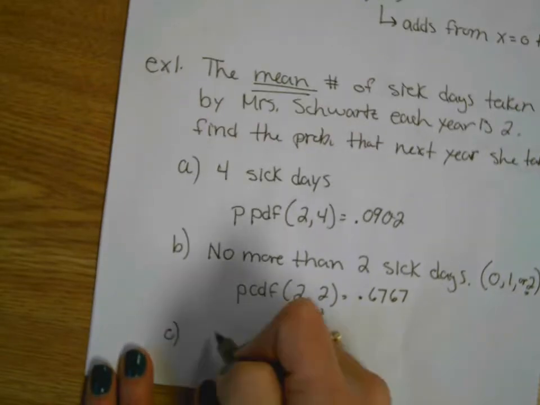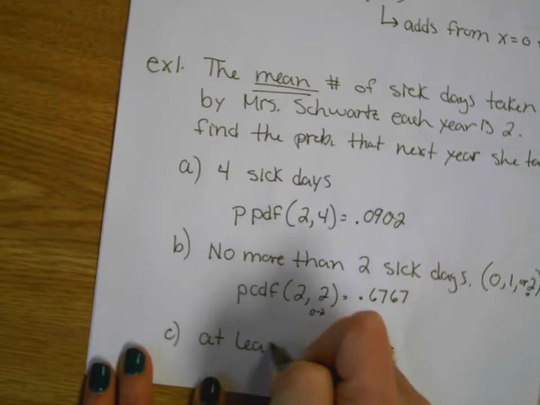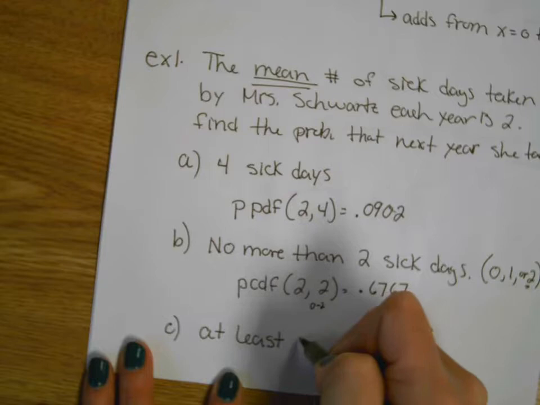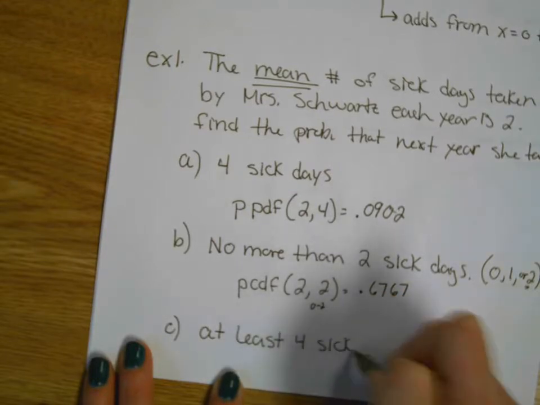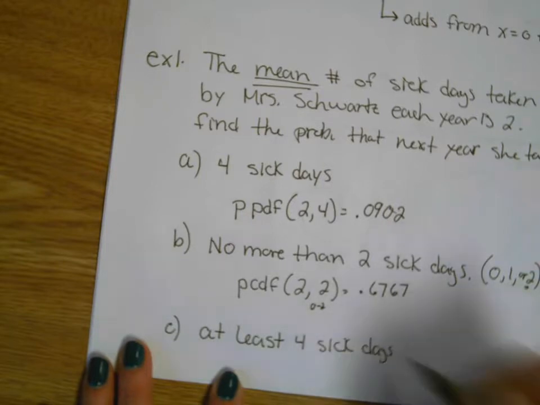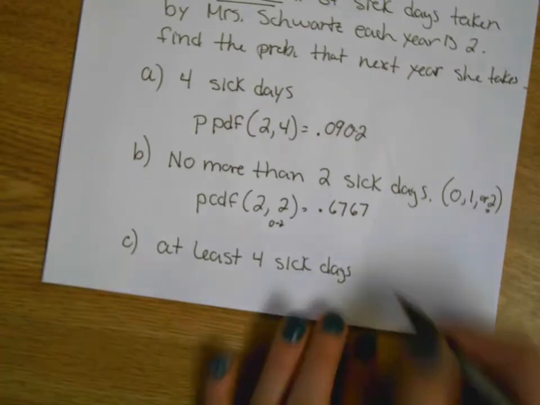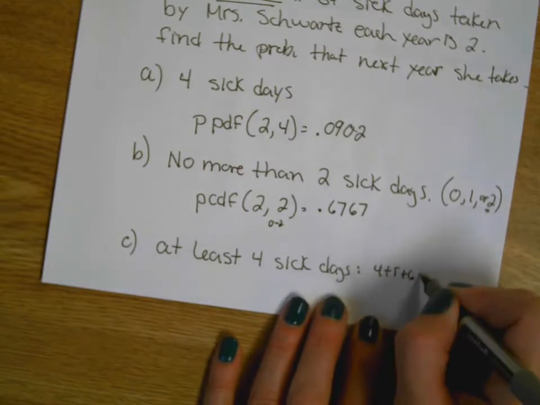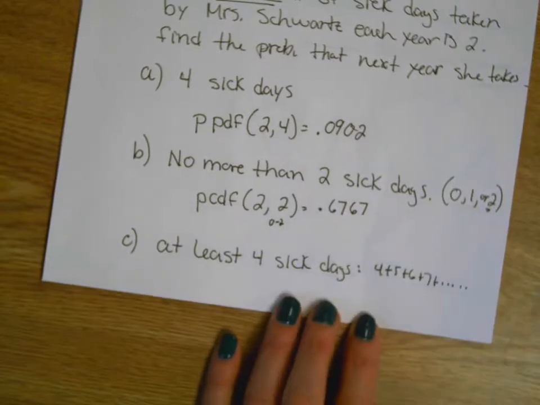What is the probability that I take at least 4 sick days? What does at least 4 mean? 4 or over. That's 4 plus 5 plus 6 plus 7 plus... Okay?